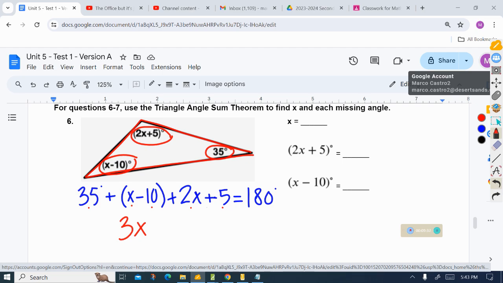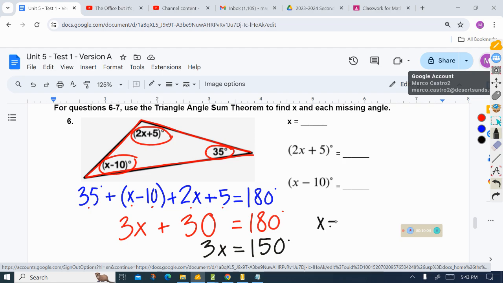And as we said, 35 minus 10 gives us 25, and 25 plus 5 gives us 30. So we have now this equation. All right, and if I take 30 away from both sides, then we will have that 3x is equal to 150. All right? So we would then divide both sides by 3. And that tells us that x must be equal to 50.